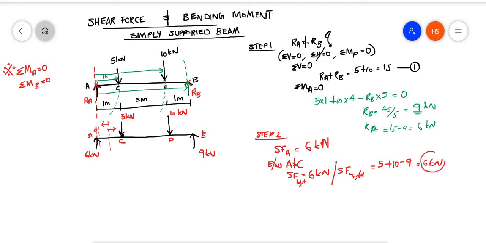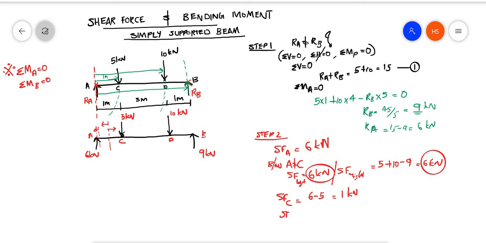So, just understand here, whether I am taking the left or right, the shear force will be the same. I have just written this to make that clear. Anyway, since there are no loads between A and C, it will be constant only. Now, next one is shear force at C. I have started from this end only. Since only one load is there, I can take 6 minus 5, that is 1 kilonewton. So, plus 1 kilonewton.